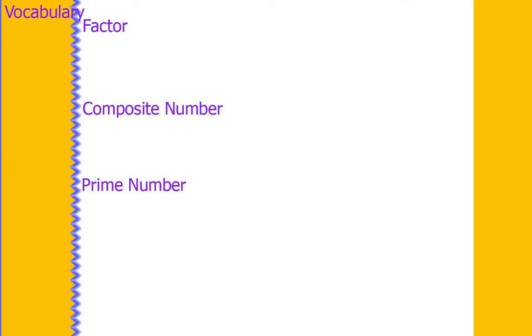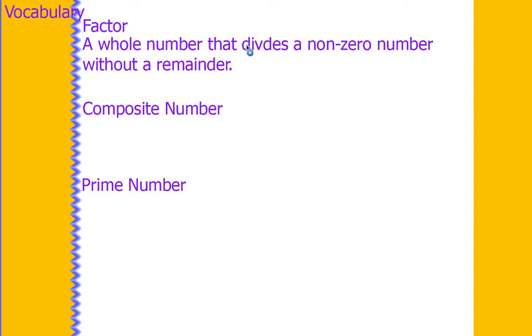All right, back to some more vocabulary. We have the word factor. So we know factors are numbers that when multiplied together give you a specific product. We can also define them as whole numbers that divide a non-zero number without getting a remainder. The key term in this point is that it's a whole number that divides that non-zero number. So for example, the factors of 6 would be 1, 2, 3, and 6.